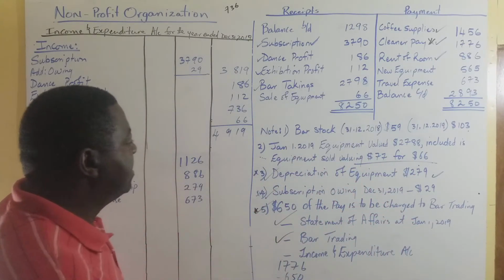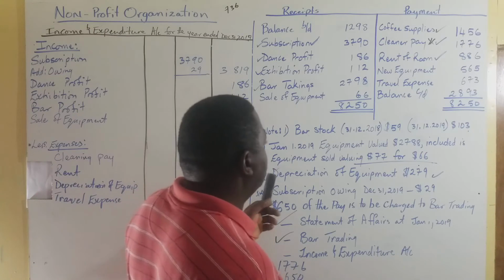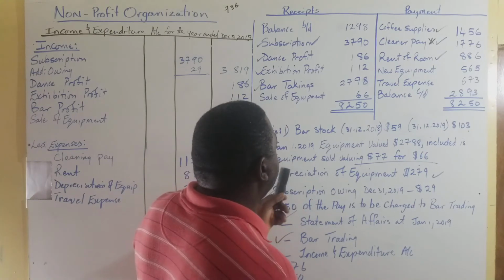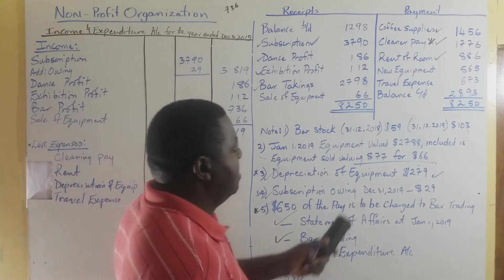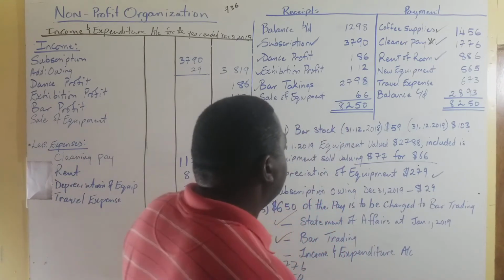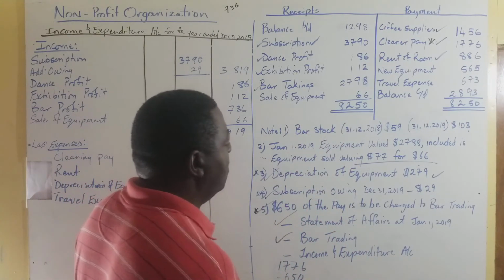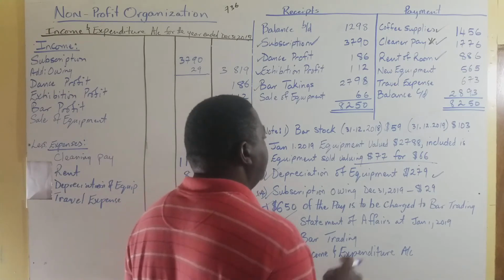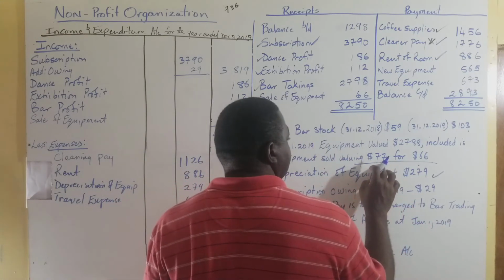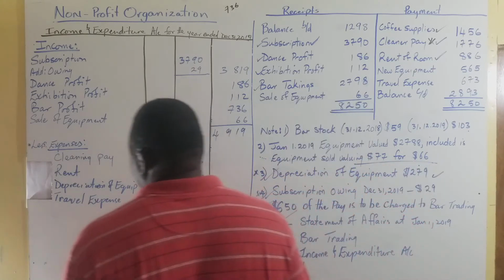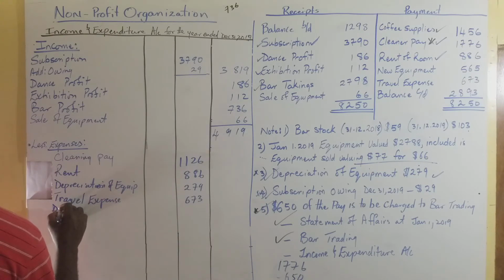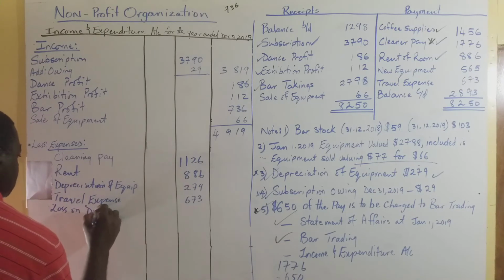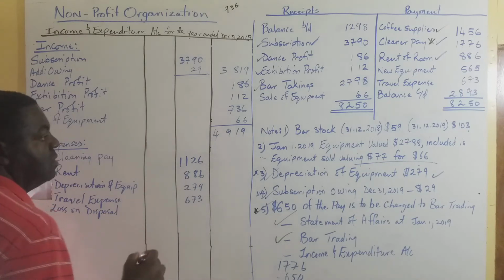Now they have indicated to us that we had sold an equipment whose original value was $77, and we sold it for $66. So we have a loss on the value, and we sold it for $66. So we have a loss on disposal. The loss on disposal is going to be $11.